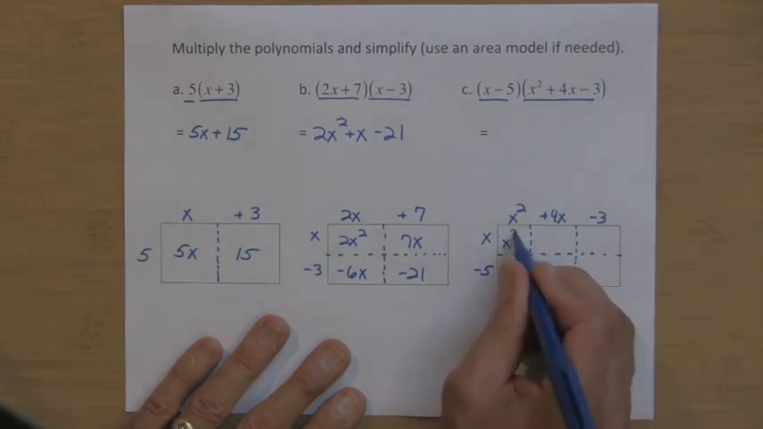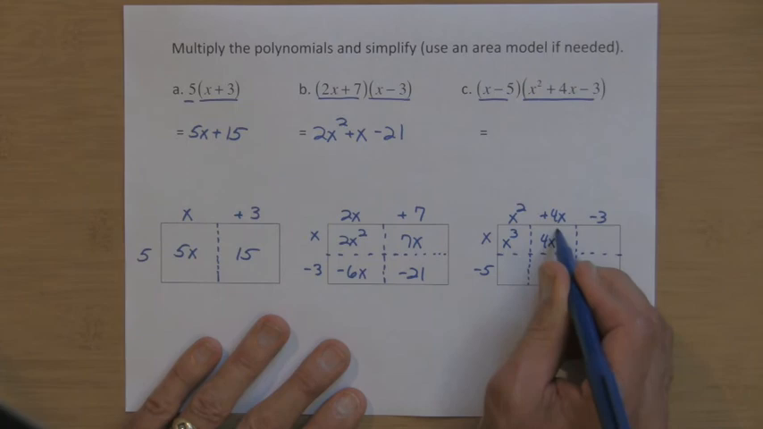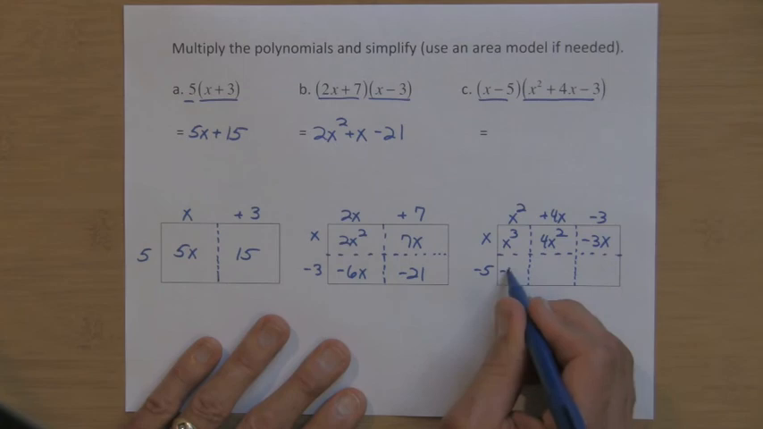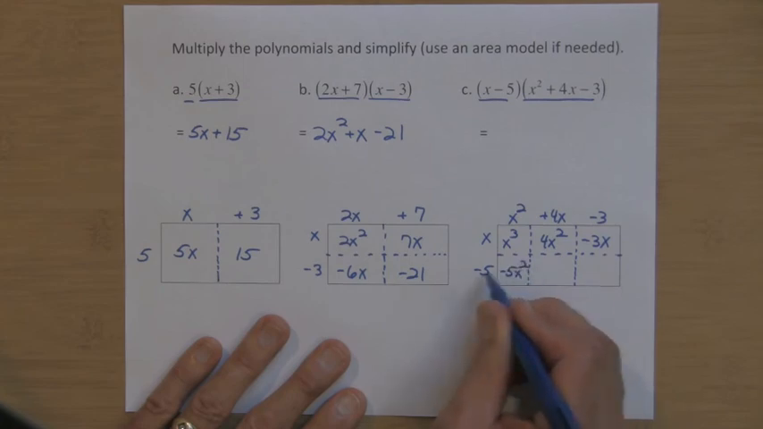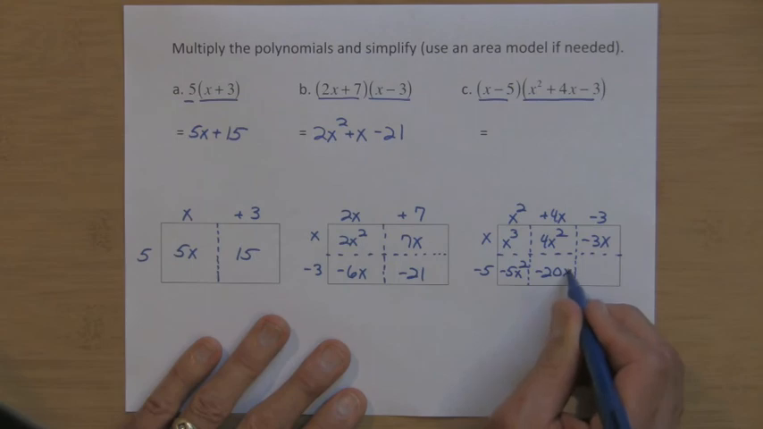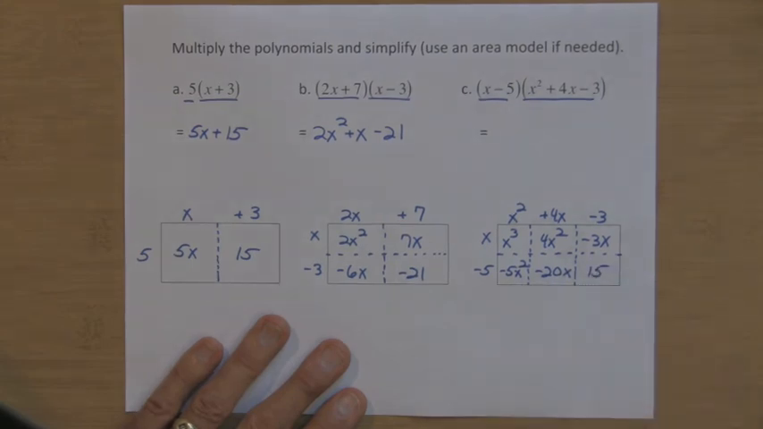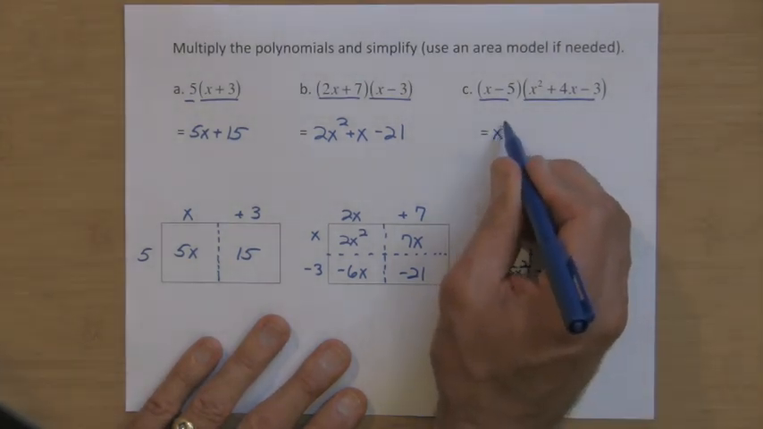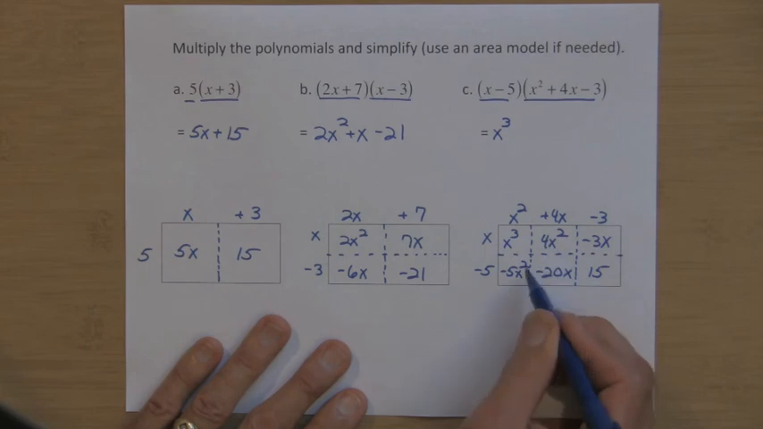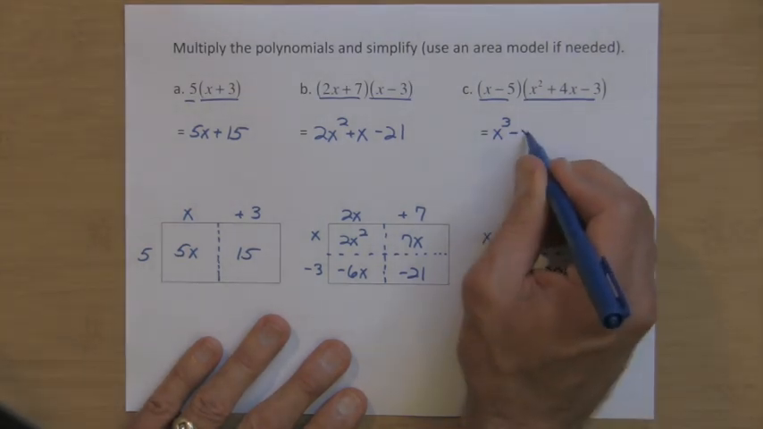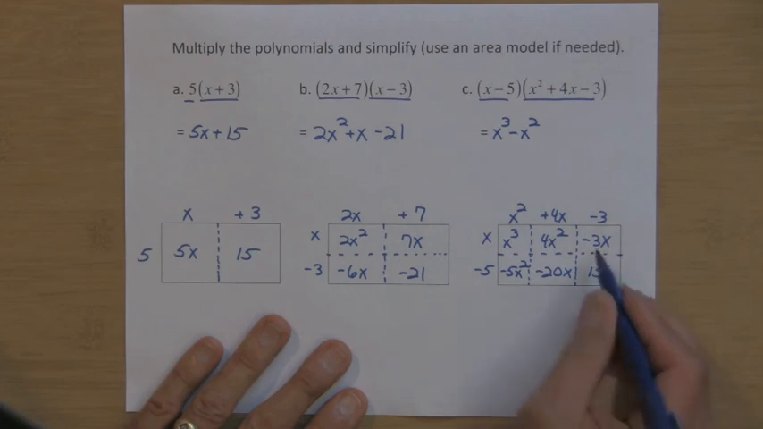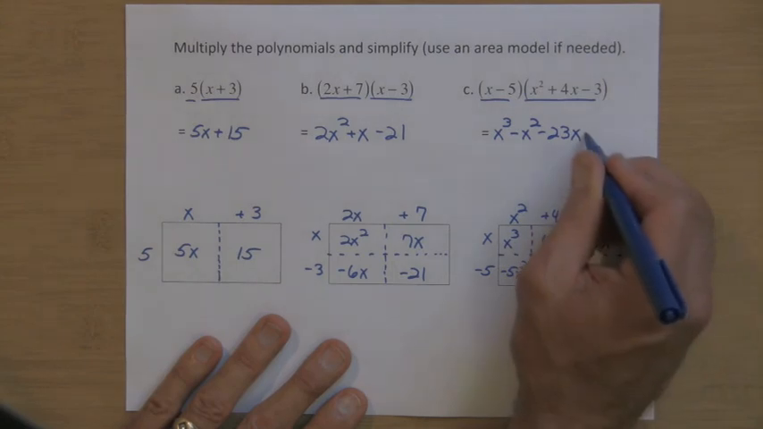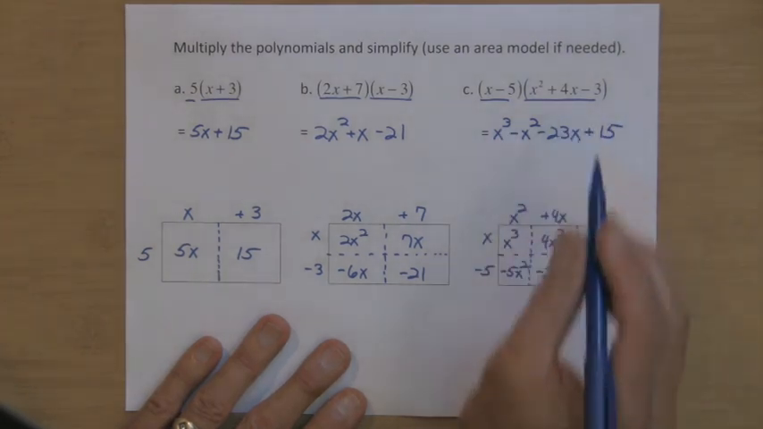X times x squared is x cubed, x times 4x is 4x squared, and x times negative 3 is negative 3x. The bottom row, negative 5 times x squared is negative 5x squared. Negative 5 times 4x is negative 20x, and then negative 5 times negative 3 is 15. So my answer for this product is all 6 of these combined, but they're not all like terms. I have x cubed, I have 4x squared minus 5x squared, which is minus x squared, or minus 1x squared. And then I have minus 3x and minus 20x, that gives me minus 23x, and I have plus 15. So that is the product of those two polynomials.